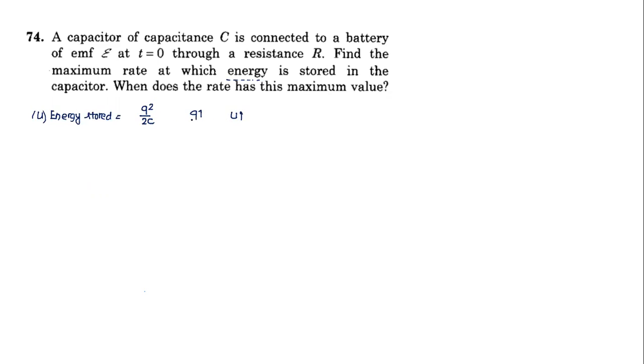So what is the rate at which energy is getting stored? How do you find the time rate at which energy is stored? What would that be equal to? dU by dt. And the rate of energy will have the same unit as power. That will be equal to dU by dt. So what would dU by dt lead to? It leads to dU by dt equal to Q by C into dQ by dt.